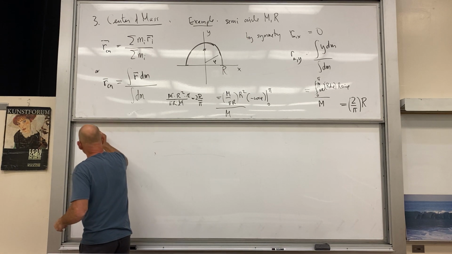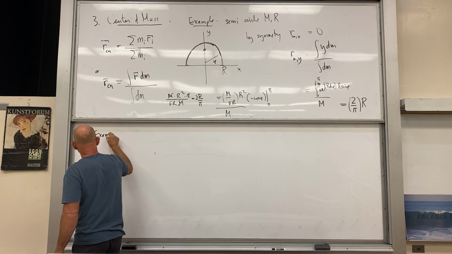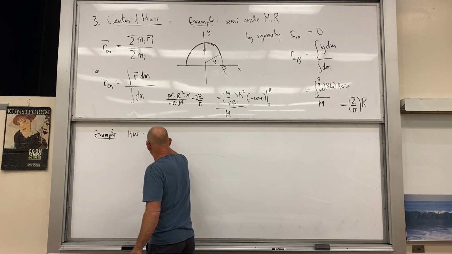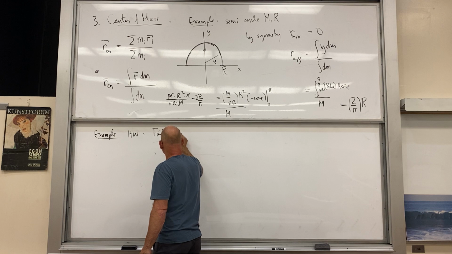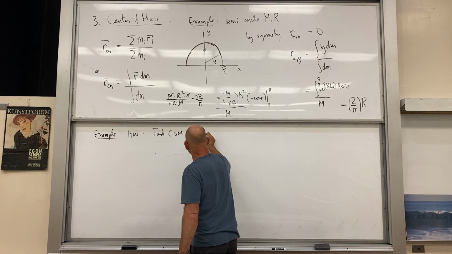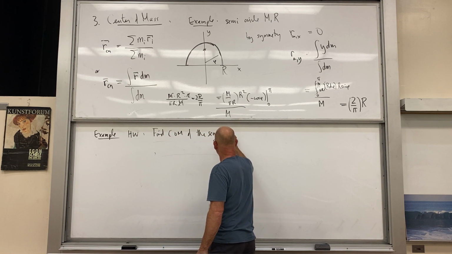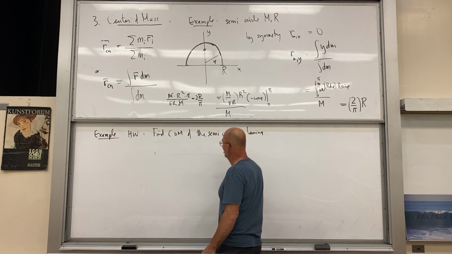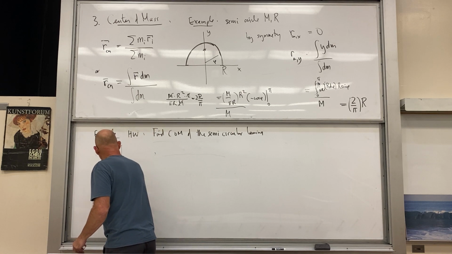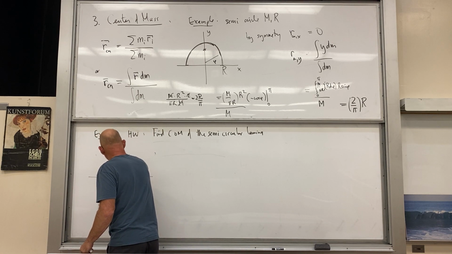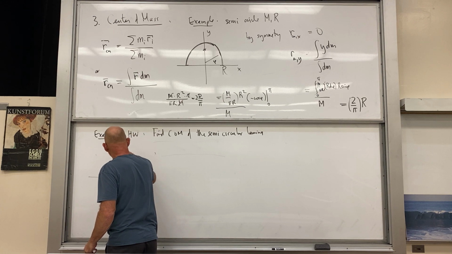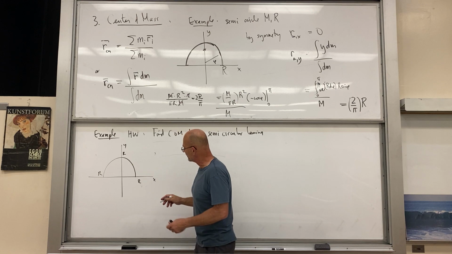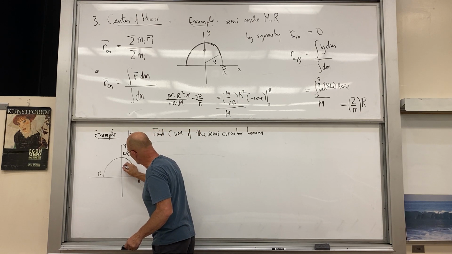So this next example we will call homework. Find the center of mass of the semicircular lamina, which is just a flat semicircular object. Again, we'll go R here. We've got our X and Y axis. By symmetry, of course, it's going to be on the Y axis somewhere.